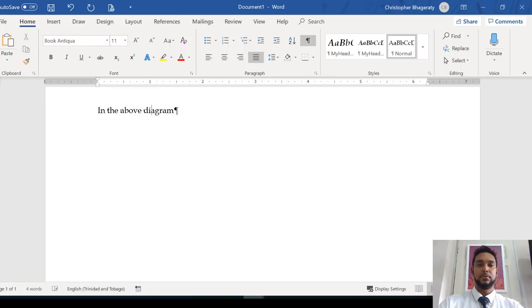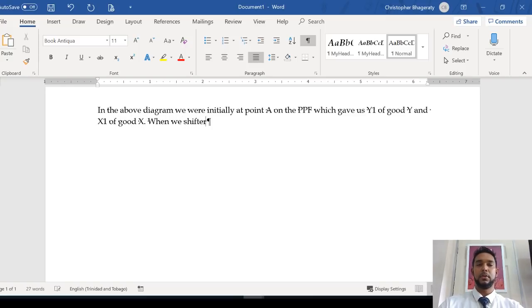In the diagram above, we were initially at point A on the PPF, which gave us Y1 of good Y and X1 of good X. When we shifted from point A to point B and then point C, the following observations were made.